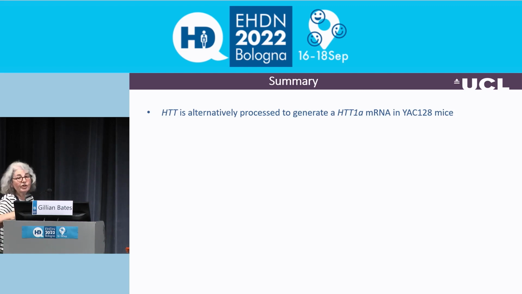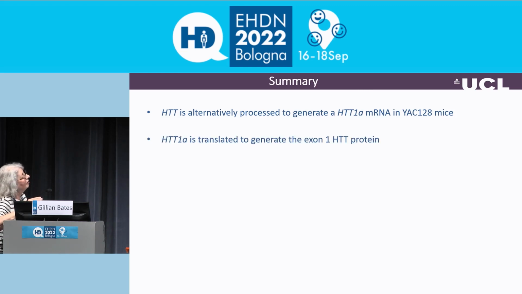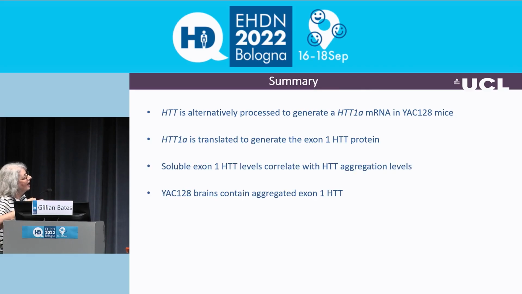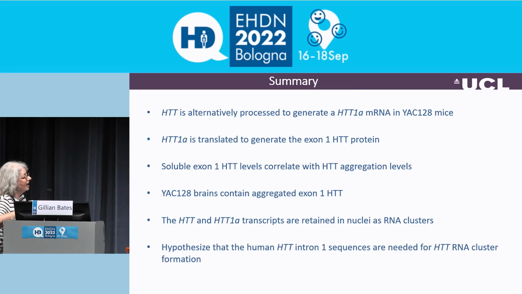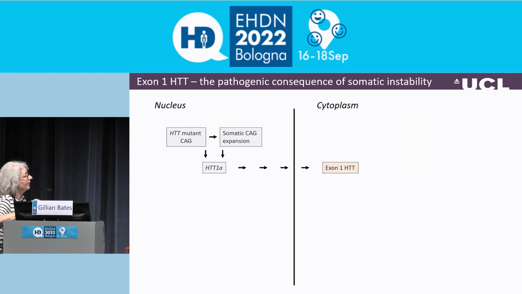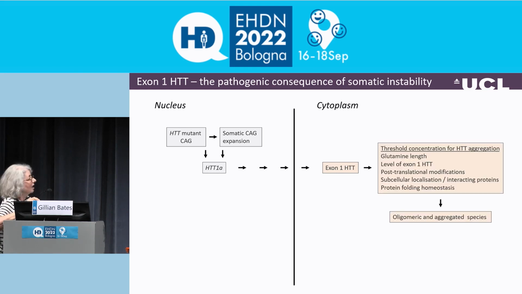So Huntingtin 1A is alternatively processed to generate mRNA in YAC128 mice. It's translated to produce the exon 1 protein. YAC128 brains contain aggregated exon 1. These two transcripts are retained as RNA clusters, and we hypothesize that it's intronic sequences that are keeping them there. So we know that if you have a long enough CAG repeat, you produce Huntingtin 1A transcript. And we know that this gets exported to the cytoplasm for translation to the exon 1 protein. And we think that this is what triggers aggregation.